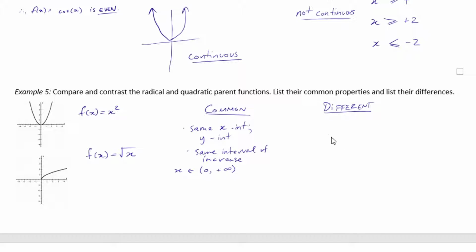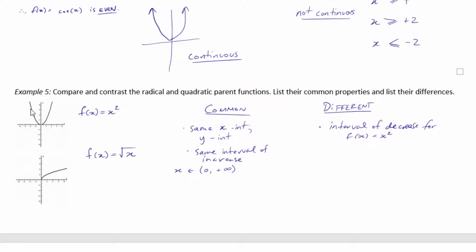What is different is that this one, however, has an interval of decrease. Interval of decrease for f of x is equal to x squared, right? That is not something that the square root function has.